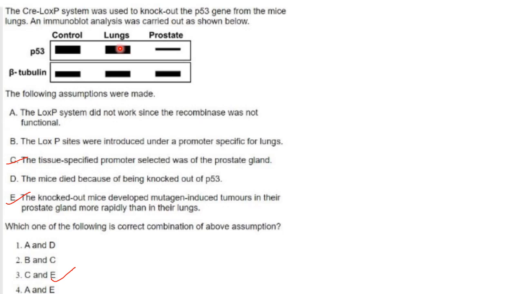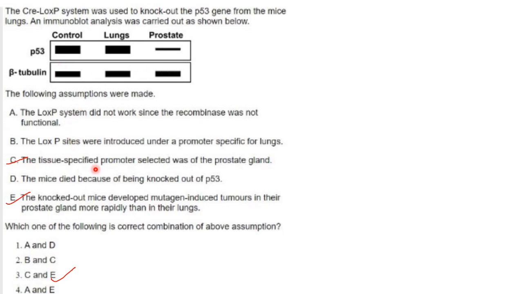So recombinase did not work cannot be said here. So option A is not correct. The LOX-P sites were introduced under the promoter specific for lungs. No, it was not the promoter specific for lungs. If it was the promoter specific for lungs, then in lungs it would have knocked out the p53 gene. Beta tubulin is a housekeeping gene. It is used as a control.